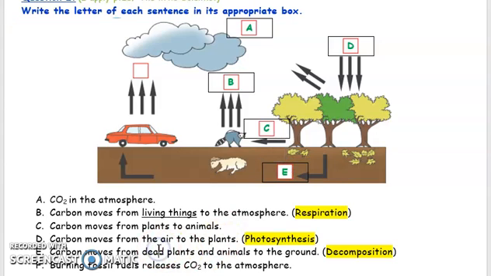Last one. Burning fossil fuels releases carbon dioxide to the atmosphere, for sure. Burning fossil fuels happens in different places, in power plants, in cars, buses, in our houses. When we burn wood for fires. So here, burning fossil fuels in the car releases carbon dioxide into the atmosphere.